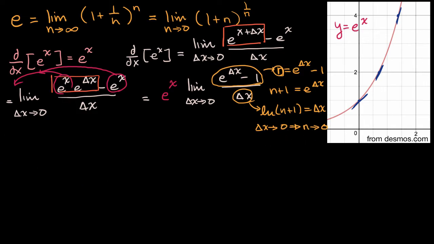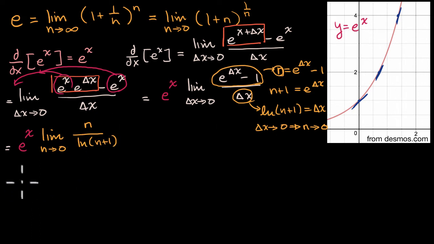So let me rewrite all of this. That was the fanciest step in this entire thing that we're about to do. So this is going to be e to the x times the limit. Since we changed our variable, it's now going to be as n approaches 0, because as delta x approaches 0, n approaches 0, and vice versa. And this numerator here, we said, that's going to be equal to n over delta x is now the natural log of n plus 1.